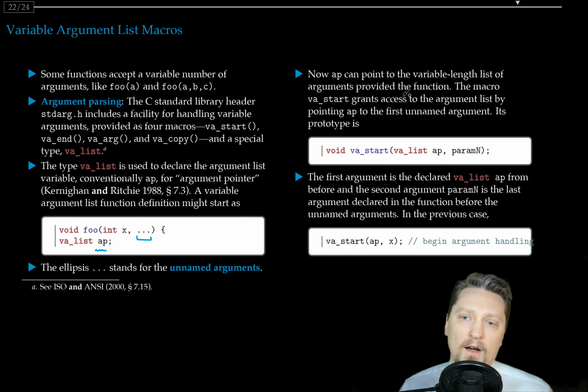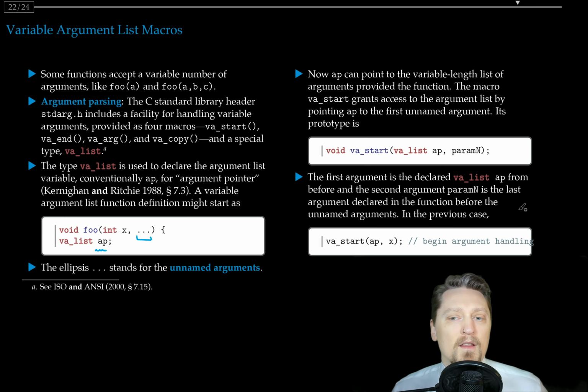The macro va_start grants access to the argument list by pointing AP to the first unnamed argument. Its prototype is void va_start(va_list ap, param_n). The first argument is the declared va_list AP from before, and the second argument, param_n, is the last argument declared in the function before the unnamed arguments. In the previous case, va_start(ap, x) is used to begin the argument handling.